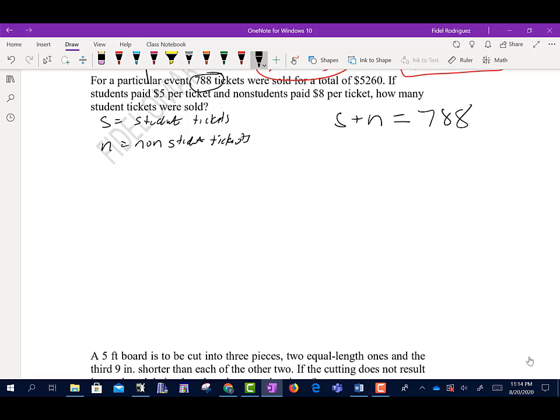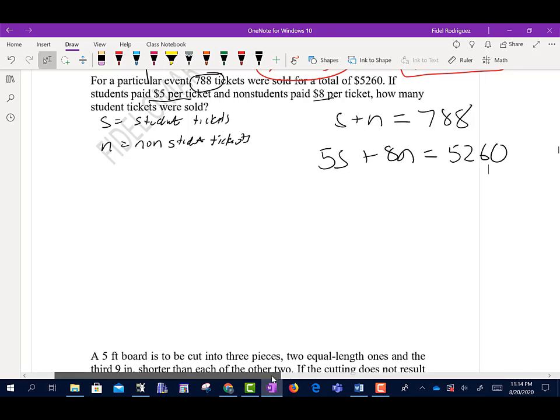Now, what else do we know? We know that students paid $5, so 5 times S. Non-students paid $8. 8 times N is going to give me 5,260.